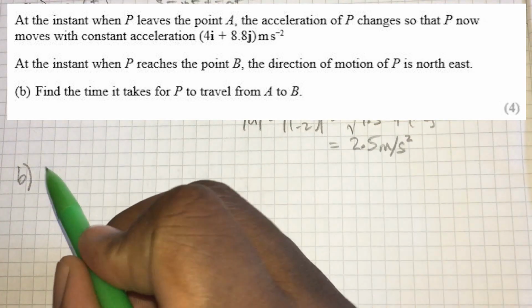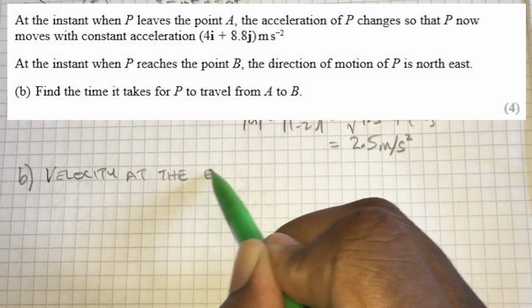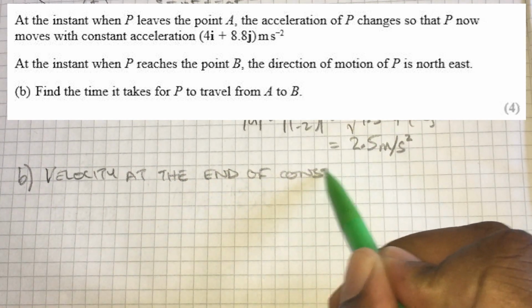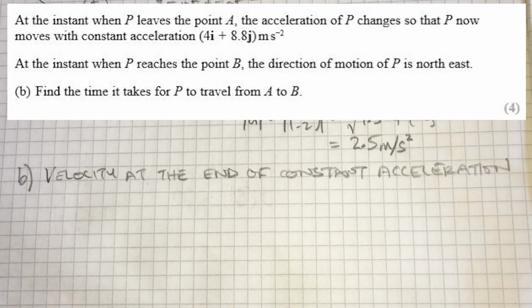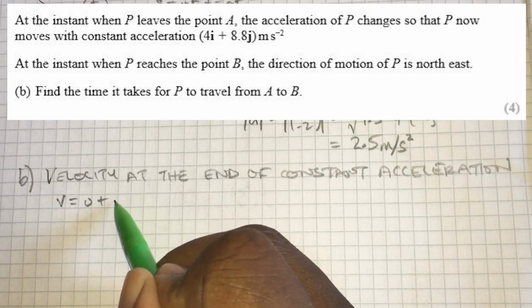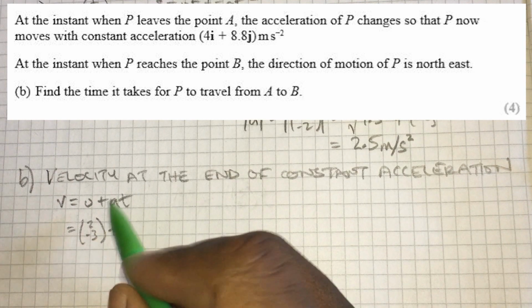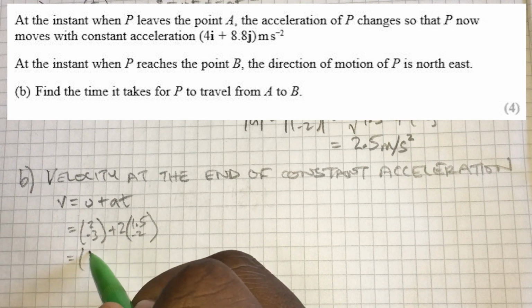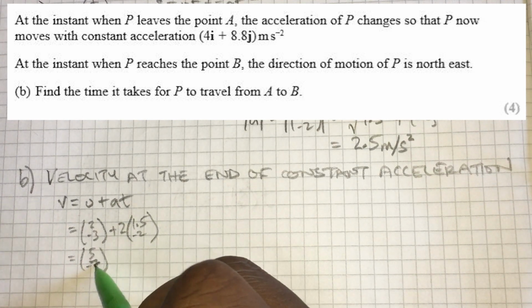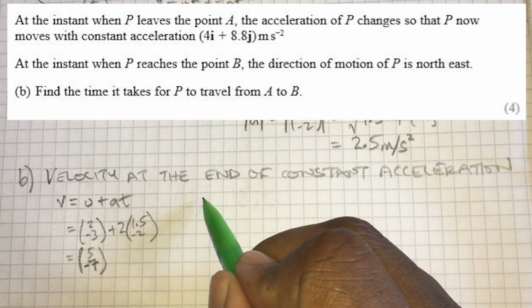Okay, so in part B, we're told that the instant P leaves A, the acceleration changes, and we want to find the time that it takes for the particle to get from A to B. Well, the velocity at the end of the initial movement, so the movement up to A, we should be able to find. So using the variables we had previously, we can go ahead and find the final velocity for that first stage. So V equals U plus AT, put those in. So the final velocity of that first stage is 5, -7. So that's the velocity at point A.